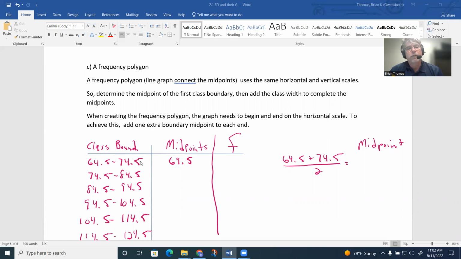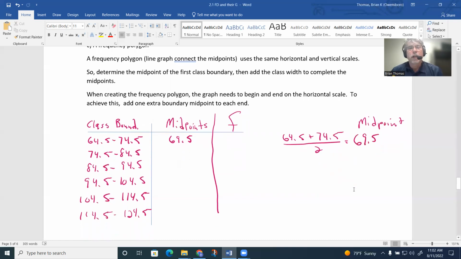So to find the first midpoint, we have 64.5 and 74.5. Remember, to find a midpoint, we add those two values together and divide by 2. When we do that, we should end up with 69.5. So from there, all I have to do is add that class width. Remember, we did that a while back. That was 10. So we add 10 to each one of these.